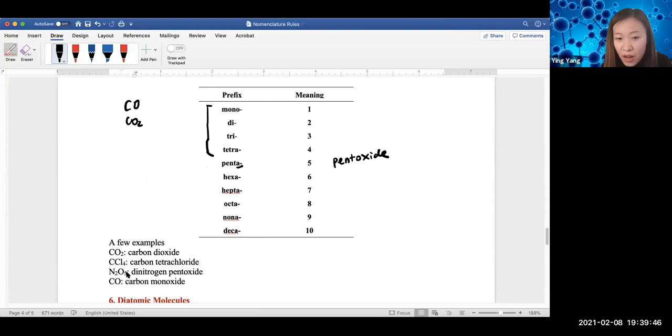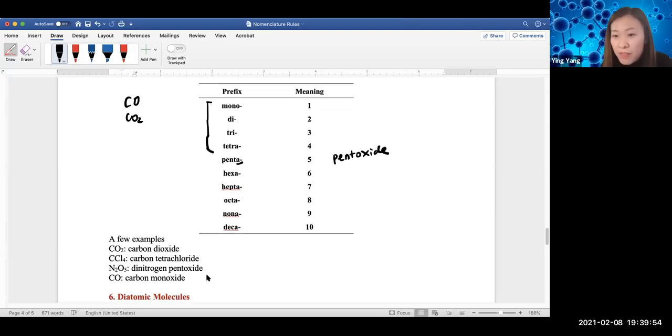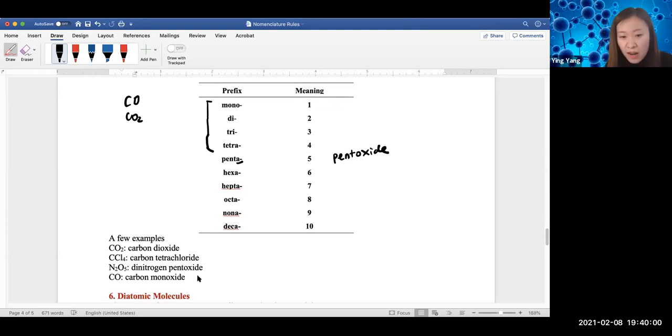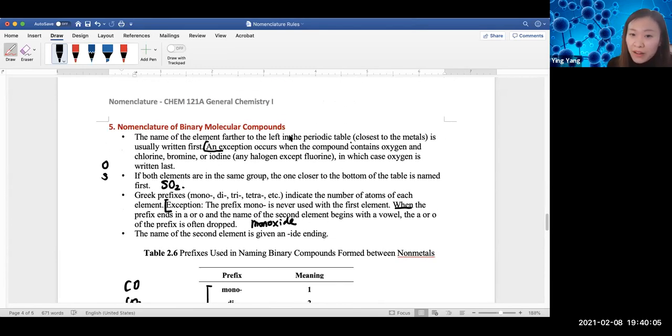And the second one, O5, then 5, we find in this table, that is pentoxide. We have to change the name of the element from oxygen to oxide, so it ends with IDE. And the last one is carbon monoxide. So these are the naming rules for binary molecular compounds.